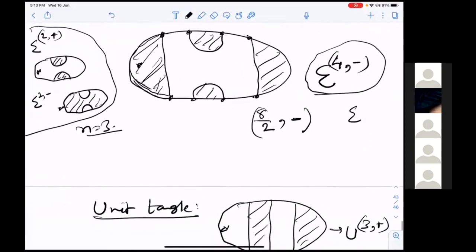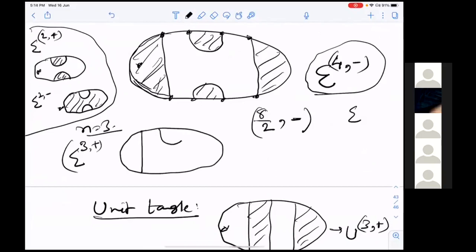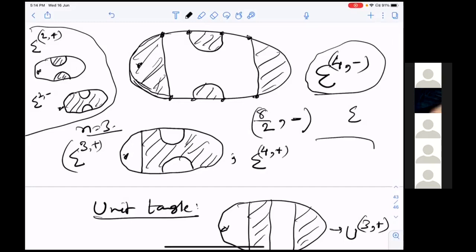So now, in n equals 3, I want to describe epsilon 3 plus. So this Jones projection angle is this one. This is white because it should be plus, and then this is epsilon 3. Similarly, if you want to draw epsilon 4 plus, we have to draw like this.